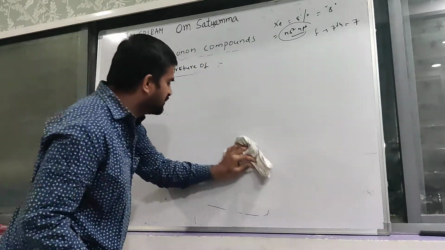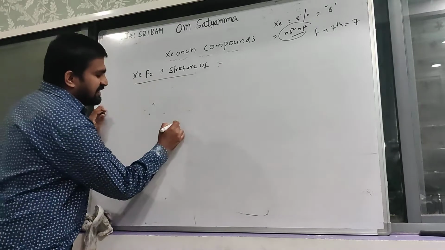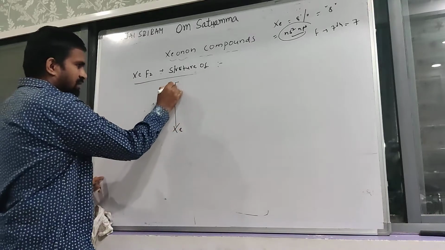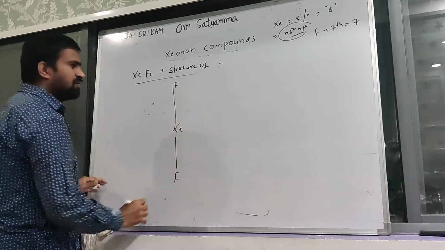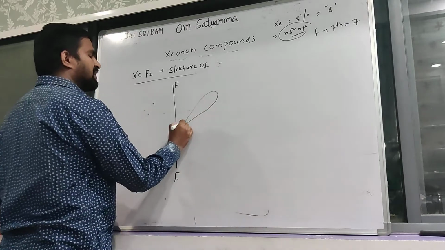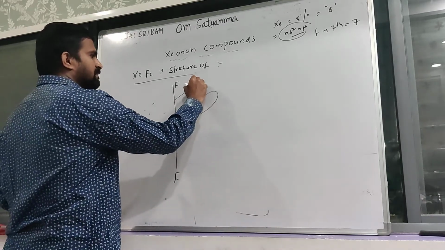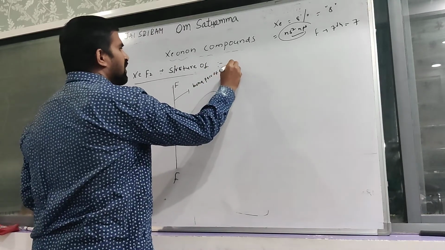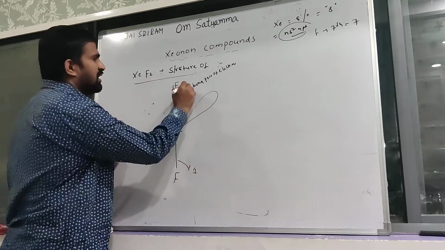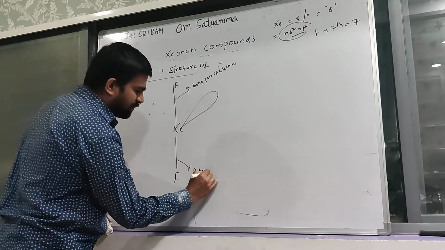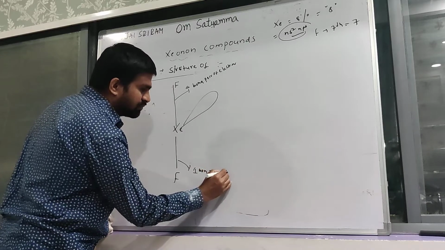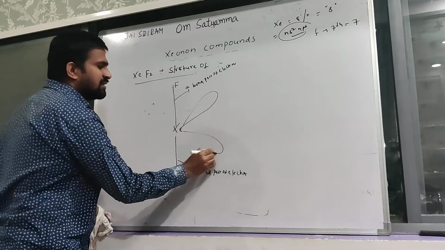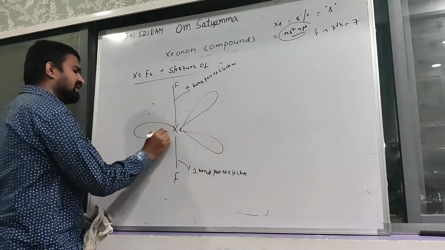We are drawing the xenon difluoride structure. This is the xenon central atom, bonded with 1 fluorine atom here, and here bonded with 1 fluorine atom. 3 lone pairs are present. Here 1 bond pair of electrons, here 1 bond pair of electrons. Here 1 lone pair of electrons, here another lone pair, here another.